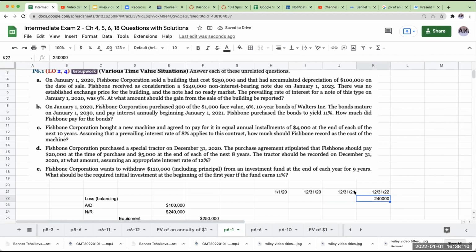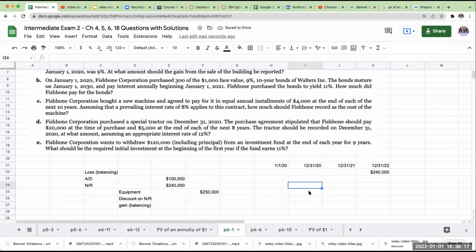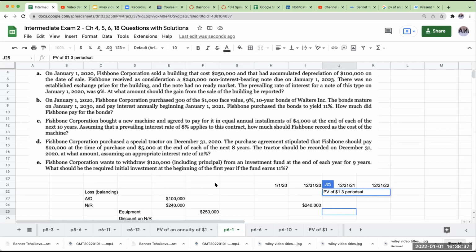What is the value of this note today? Well, the amount that we're going to be getting in 3 years is $240,000. So I have to bring that back into today's dollars. So this is going to be the present value of $1, 3 periods, because that's how many years away it's being paid to us, at a total of 9%.